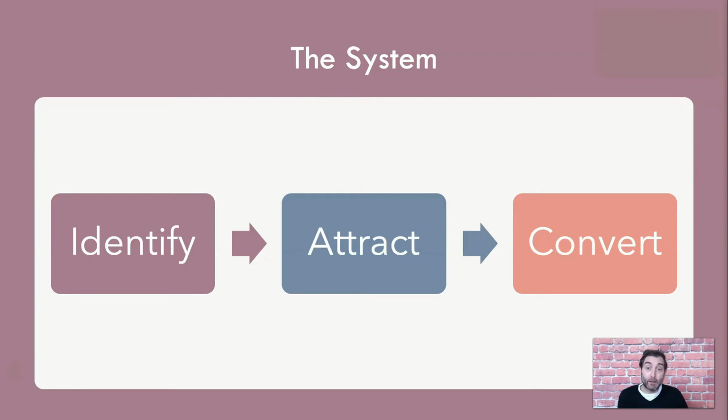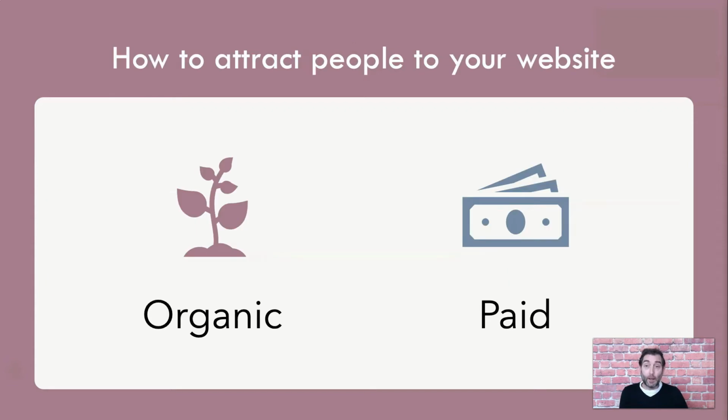And in this video today, we're going to be talking about the second step in that framework, which is the attract one. So how do we attract people to your website? And broadly speaking, there are two different types of methods that we can use to get people to our site. And that is organic traffic to a website or paid traffic. So what's the difference between these two types of traffic?